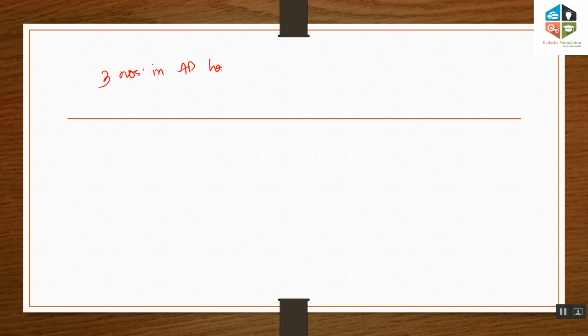Three numbers in AP have their sum as 15 and product as 45. Find the numbers.